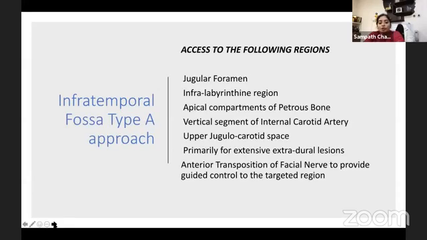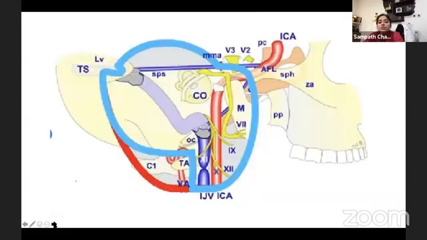Coming to the infratemporal fossa type A approach, the regions which can be accessed through this approach are the jugular foramina, infralabyrinthine region, apical part of the petrous bone, vertical segment of the internal carotid artery, and upper jugulocarotic space. Primarily it is used for extradural lesions. The key in removing tumors occupying this region was the anterior transposition of the facial nerve to provide adequate control in this region.